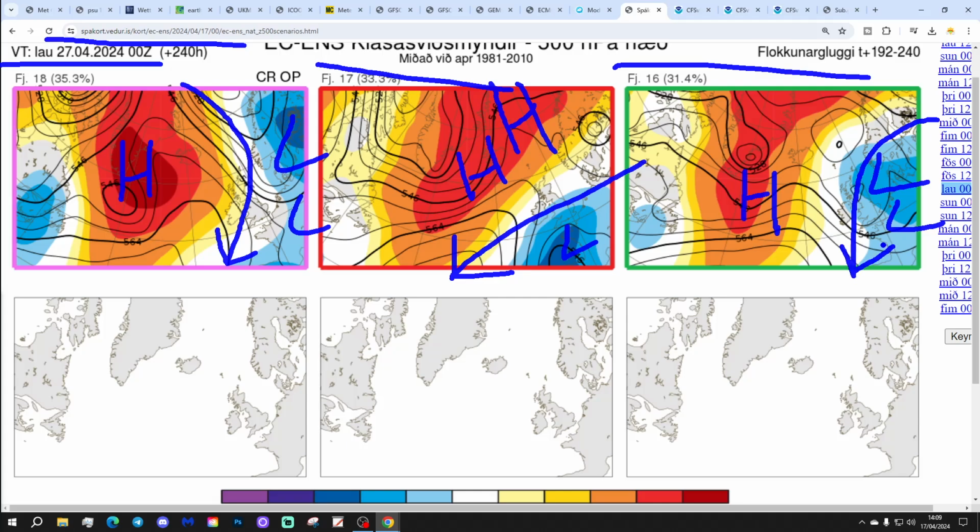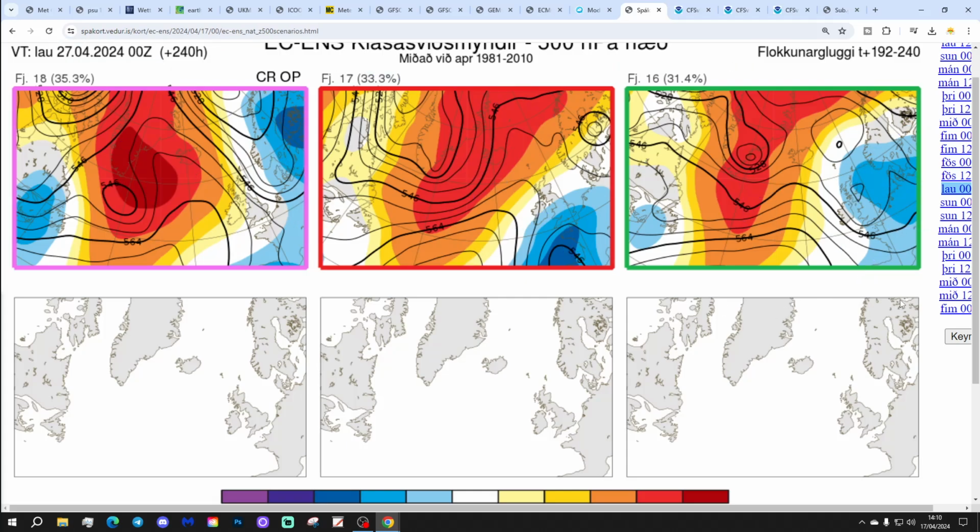And I guess all options are bringing in easterly, northeasterly, northerly winds. All options will be chilly. It's just a question of how unsettled or settled it will be.